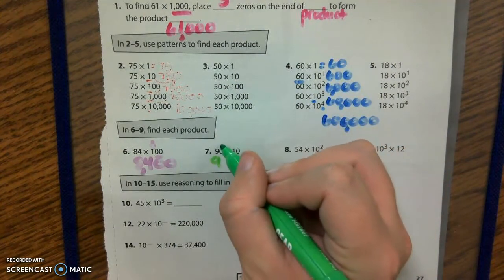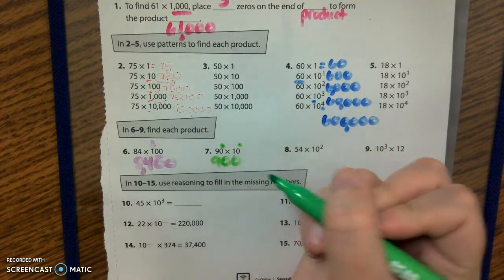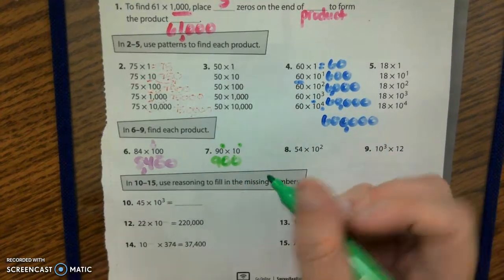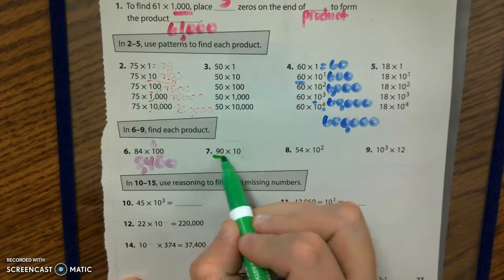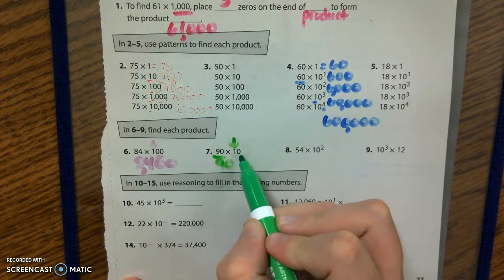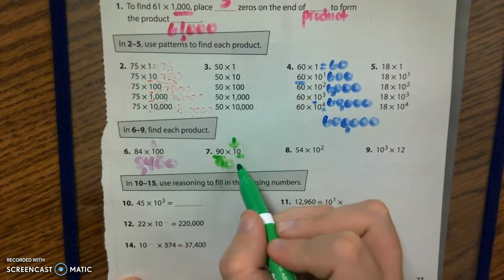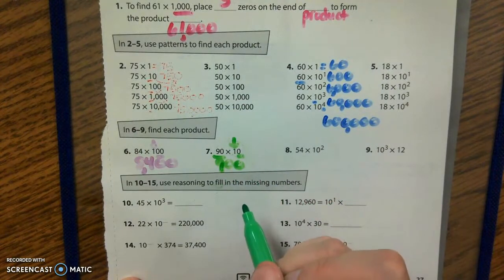And then I've got 2 zeros, 1, 2, in both numbers. So I know that 90 times 10 is 900. That's one way of looking at it. Or, if I erase this, I can say 90 times 1 is 90, but I have a 0 here that needs to be placed somewhere. That goes behind it. So my answer is 900.